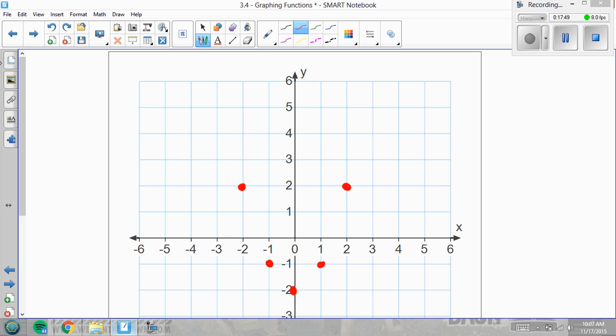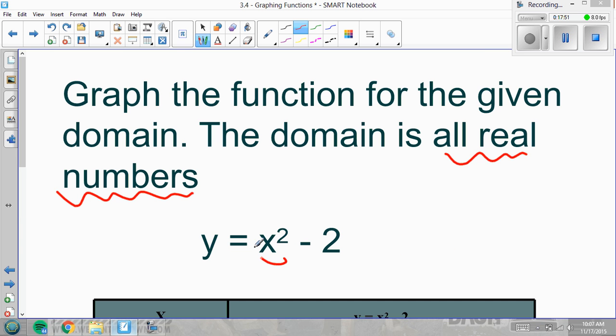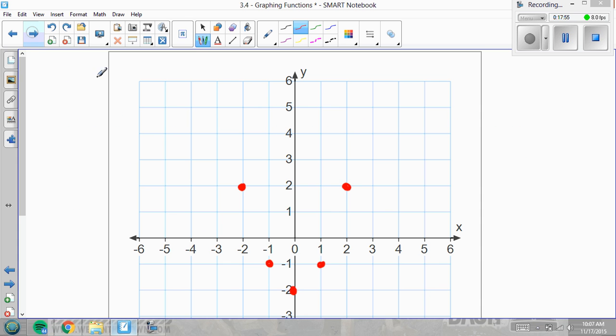Okay, remember, when you have an x squared term, your graph should look like a U. So when we draw this, since they said we could have all reals, we're going to connect our points, making sure it is curved and not straight, and put arrows on the end because it could be any number. They didn't set the value we were using. They told us we could use all real numbers.